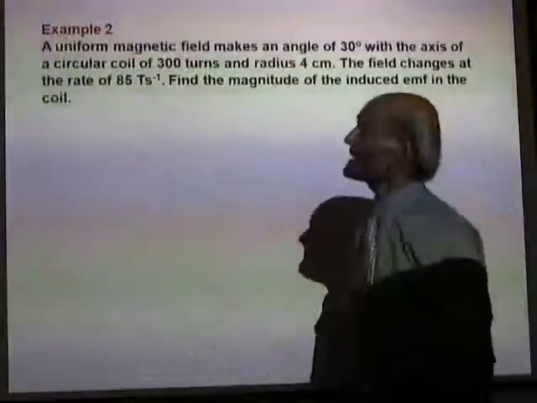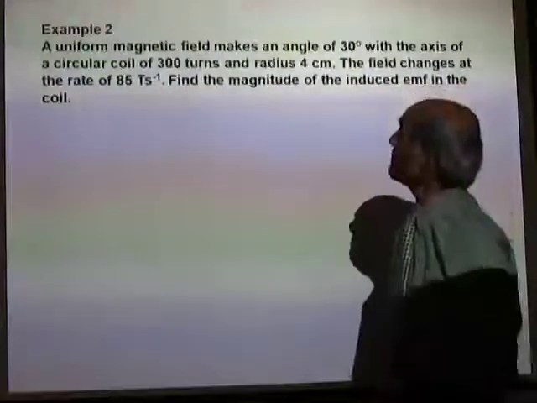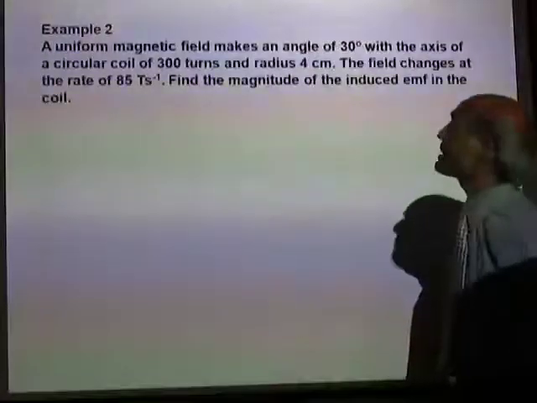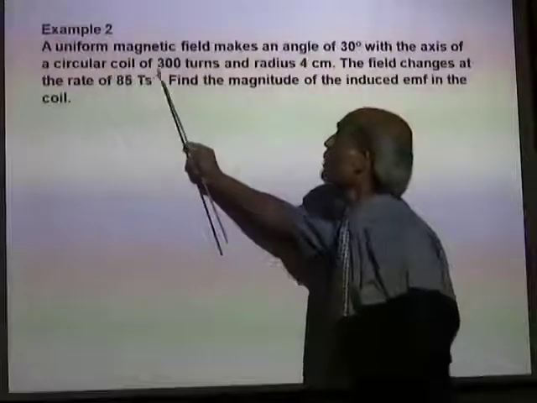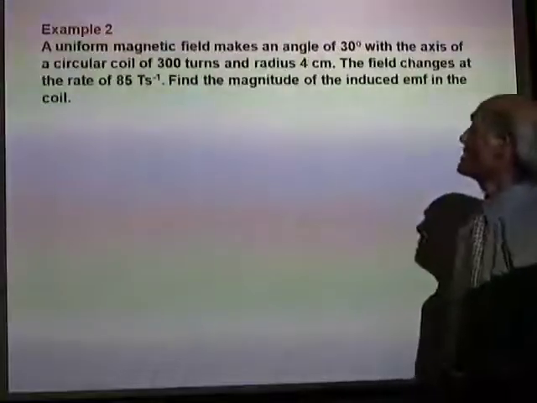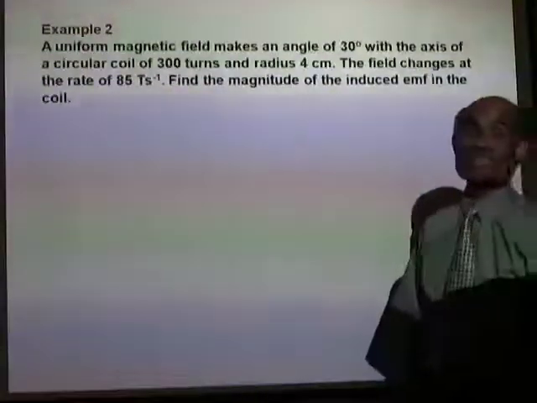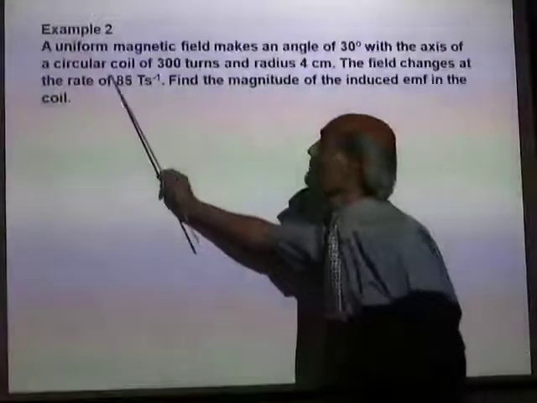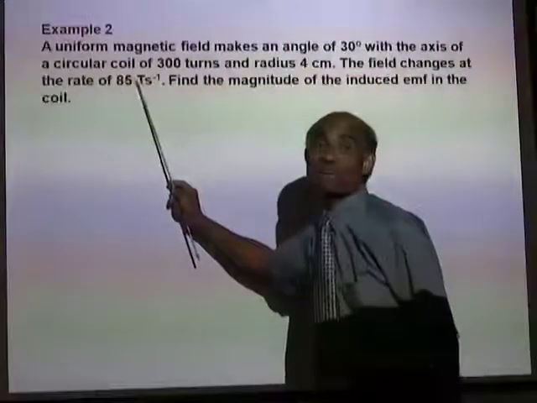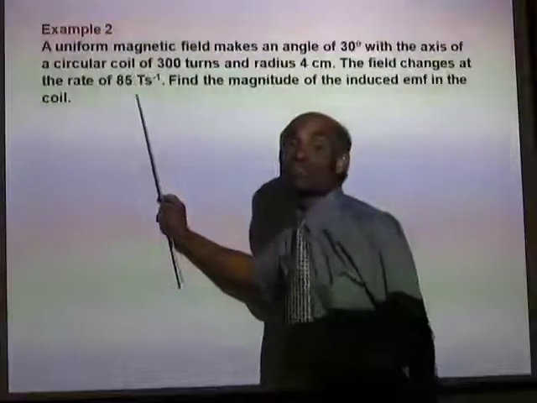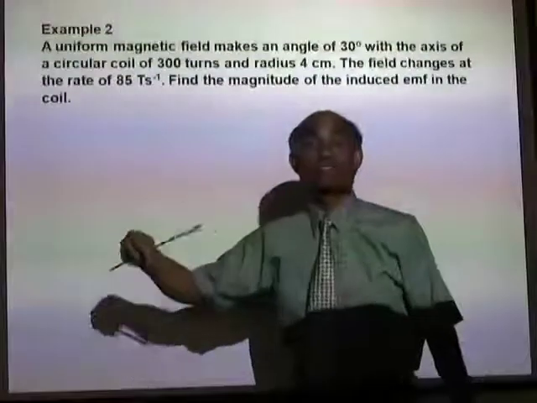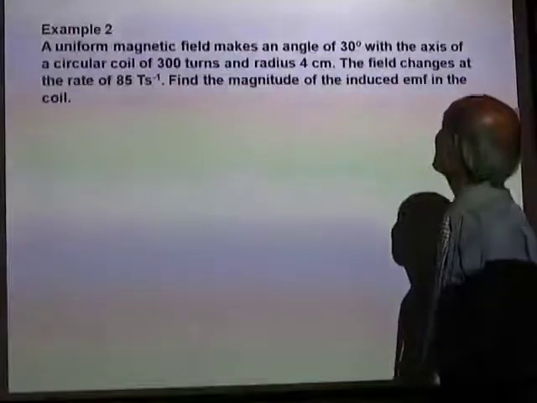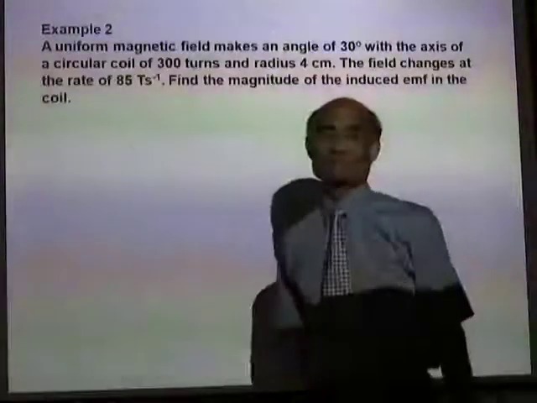Alright, let's do another example. A uniform magnetic field makes an angle of 30 degrees with the axis of a circular coil of 300 turns and radius 4 centimeters. The field changes at the rate of 85 Tesla per second. The field changes at this rate, means the rate of change of field is given there. Find the magnitude of the induced EMF in the coil.